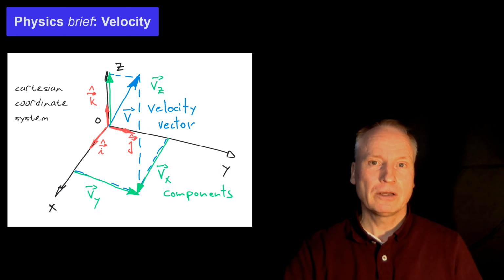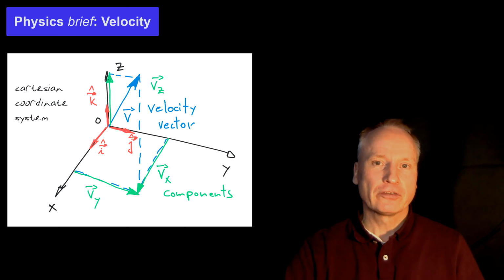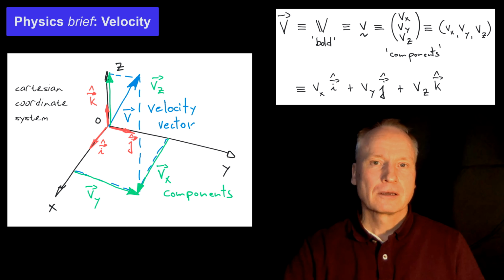Formally, velocity is a vector in a coordinate system. For example, in this Cartesian coordinate system. It has three components, Vx, Vy, and Vz, that are aligned with the unit vectors of the coordinate systems, as indicated here, i, j, and k.